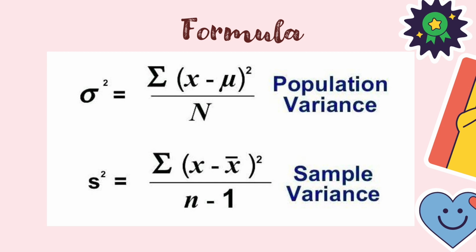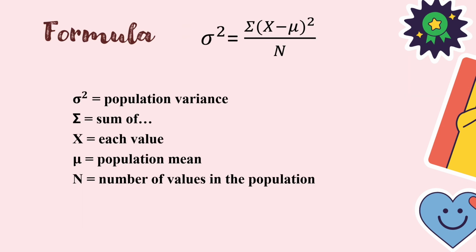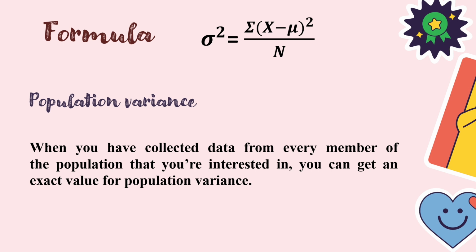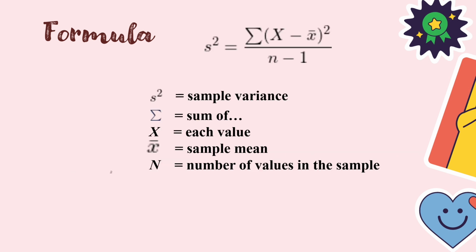Okay, so population variance. When you have collected data from every member of the population that you are interested in, you can get an exact value for population variance. The population variance formula looks like this: population variance is equal to the summation of (x minus the mean) squared over capital N, because capital N symbolizes the population.